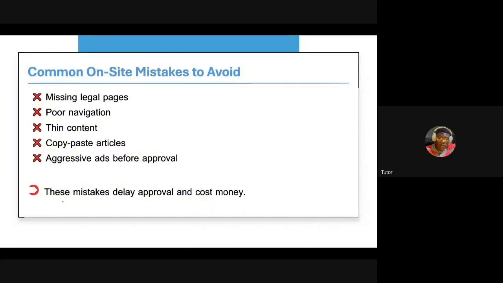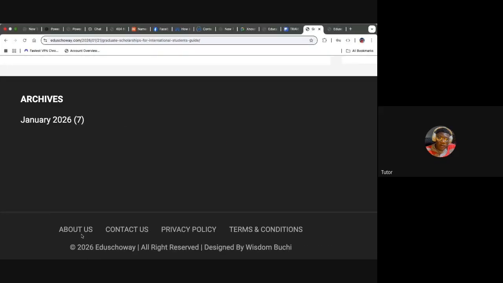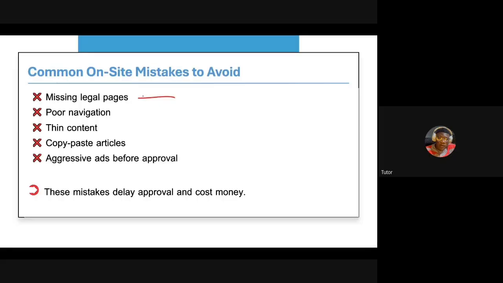And now, common on-site mistakes to avoid, the things you must avoid. First of all, missing legal pages. You know what I mean by legal pages? All these pages here: about us, contact us, privacy policy, and terms and conditions. These are the legal pages of your website. Don't make the mistake of applying for Google AdSense when your legal pages are not complete.